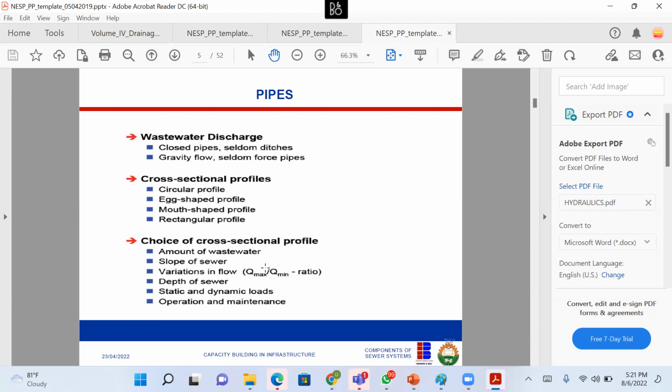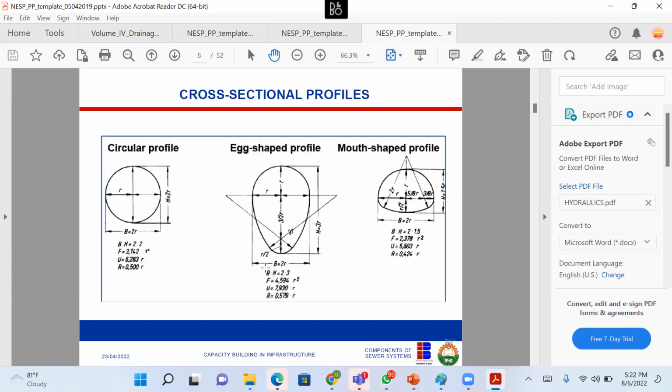Then there are different cross sections. You can have the circular profile. You can have the egg shape. You can have the mouth shape. You can have the rectangular profile pipes. The choice of pipe is based on the amount of wastewater. The bigger the wastewater flow, the bigger the pipe size. It also depends on the slope of the sewer. It also depends on the variation of flow. It depends on the depth of the sewer. It depends on the static and dynamic loads. It also depends on how you want to operate and maintain the pipes.